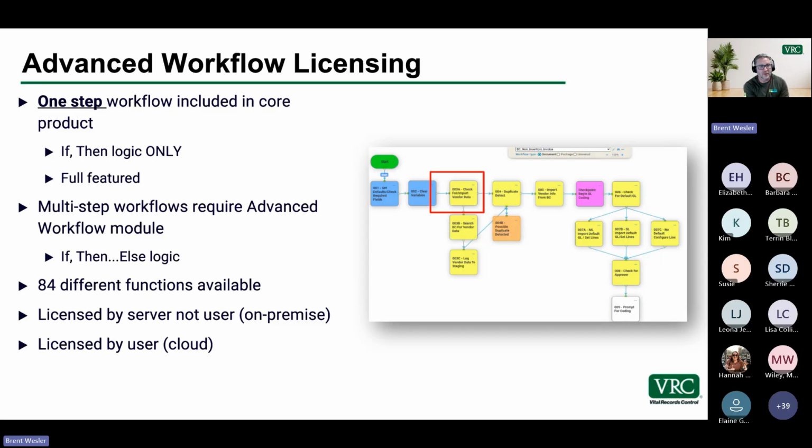If it is subscription based, it's $59 per user per month. If it's on premise, we charge a one-time server licensing fee, it's not per user. So we do have two licensing models. There's 84 different functions available. We're going to go through quite a few of those today. And you can daisy chain these together.